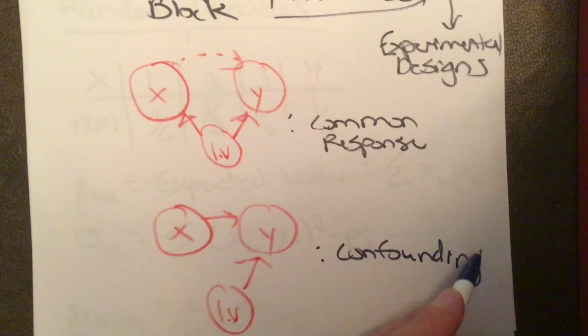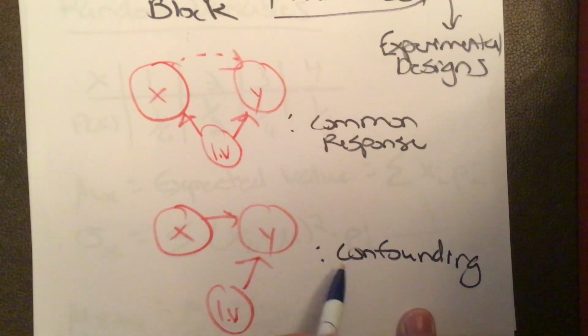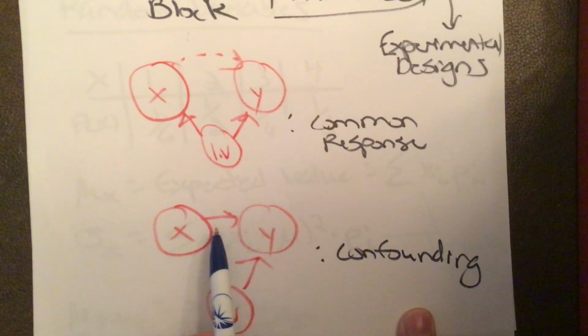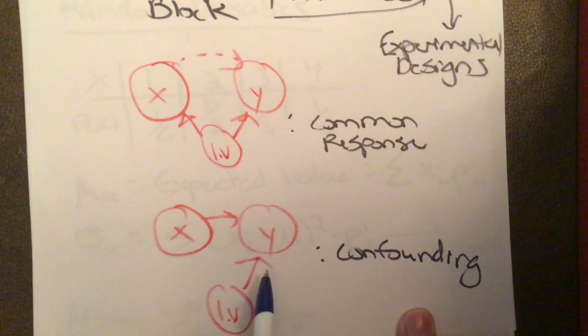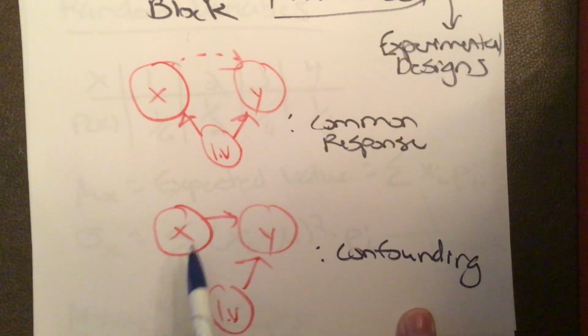Confounding, just think about confounding meaning all mixed up. In confounding, the x affects the y, but the lurking variable also affects the y, so it's confounded because you can't really distinguish which one's having a bigger effect.